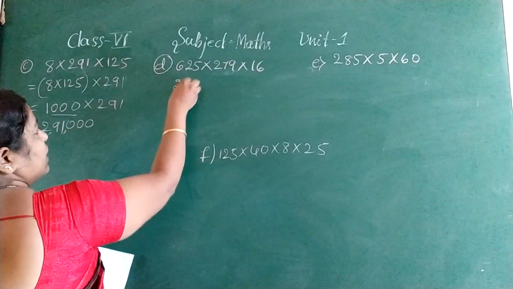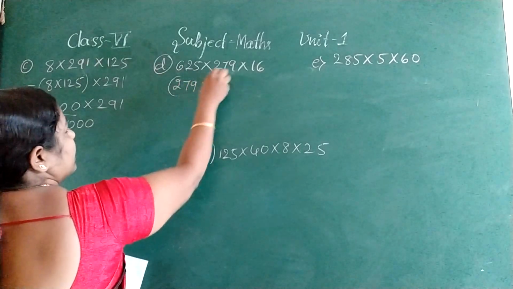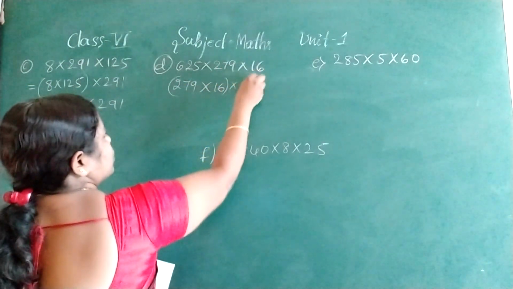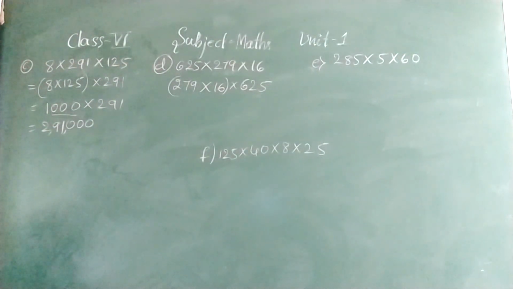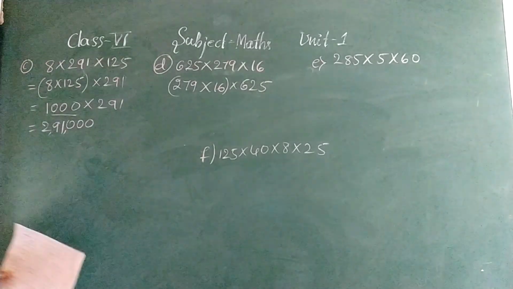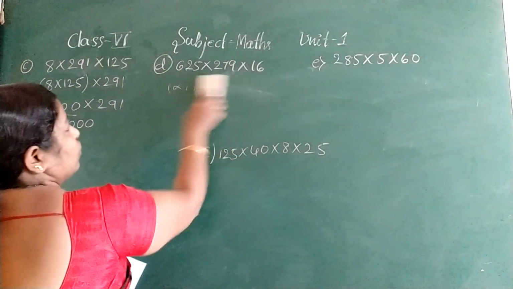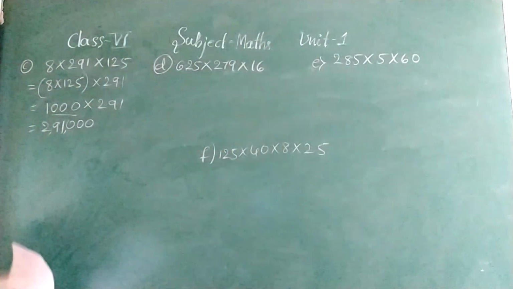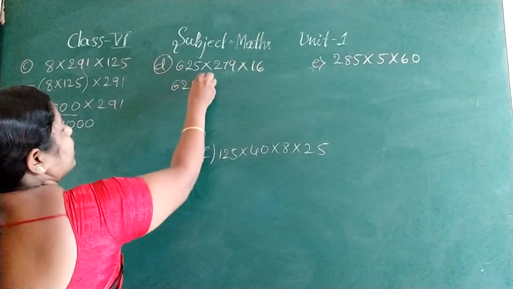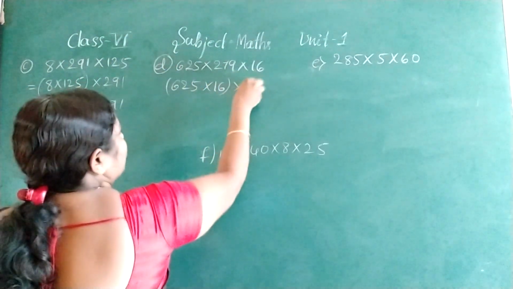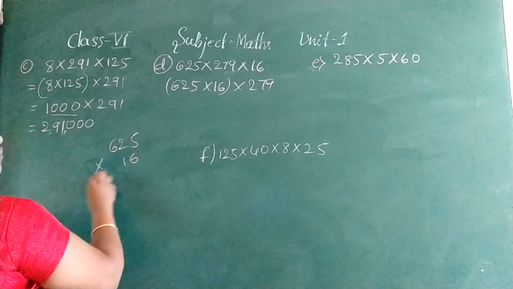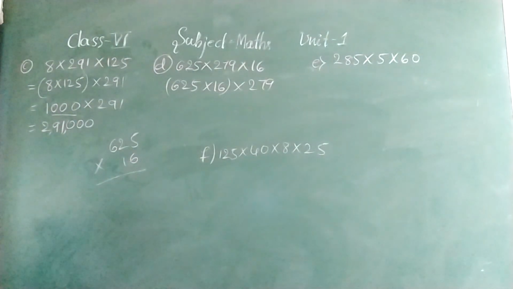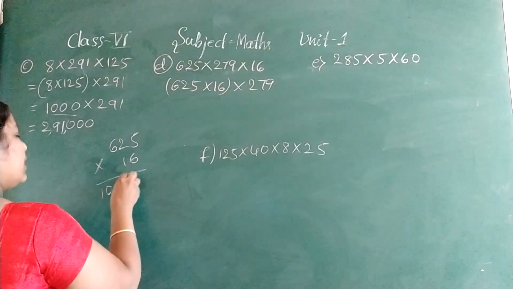Next take this. So 279 into 16 I'll take, then into 625. So these two you have to multiply. 625 into 16 into 279, you can do like this also. 625 into 16: if I do 16 5s, we will get the answer 10,000.